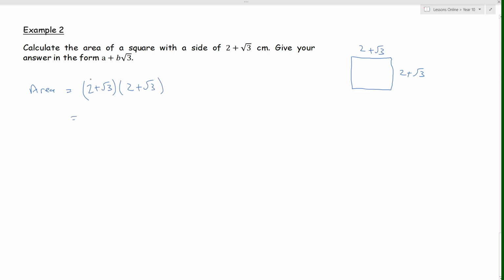So expanding then, 2 times 2 gives me 4. 2 times root 3 gives me 2 root 3. And then taking the root 3 times 2, that gives me 2 root 3 again. And root 3 times root 3. Remember what we said? Same root multiplied by each other. It's root 9, so it gives us 3. You can add the numbers. 4 add 3 is going to give me 7. I can add the square roots. 2 root 3 plus another 2 root 3. That's going to be 4 root 3. And the answers are in centimeters squared.